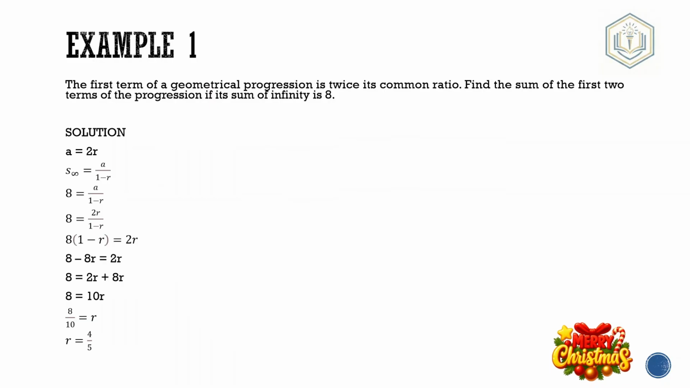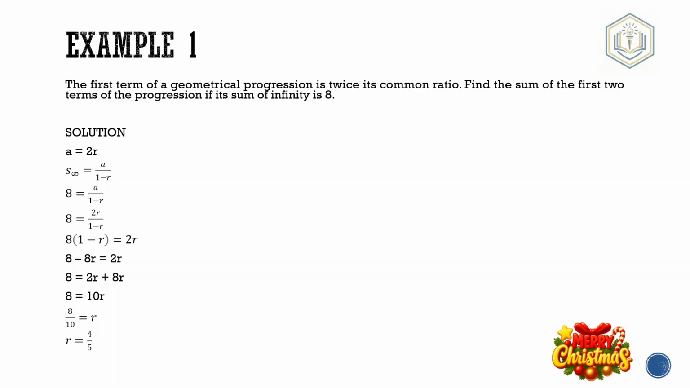Under the sum of GP, the first question is, the first term of a geometric progression is twice its common ratio. Find the sum of the first 2 terms of the progression if its sum to infinity is 8. First of all, change to mathematical statements. We have our a is twice the common ratio, which means our a equals 2r. And then we have the sum to infinity to be 8.